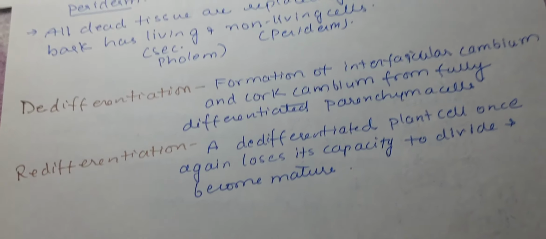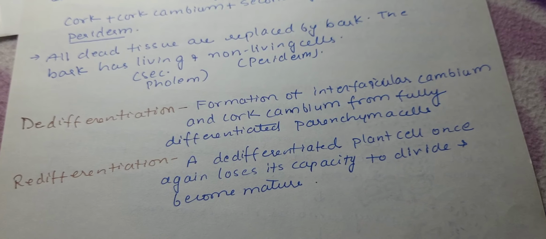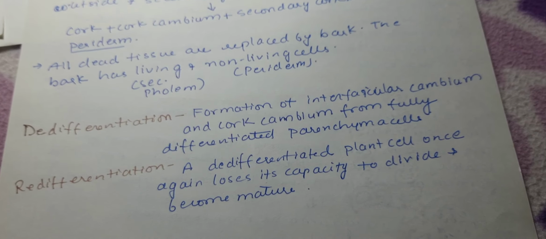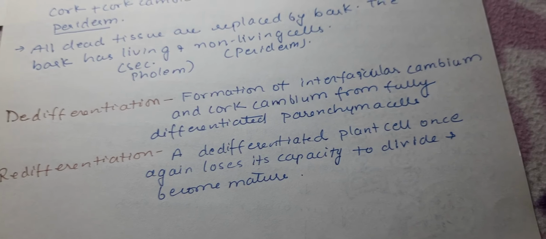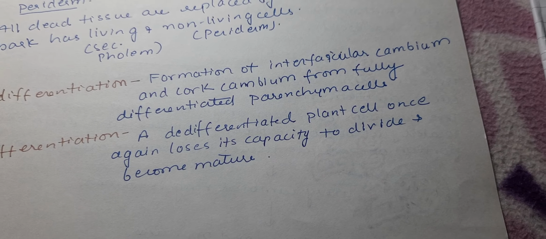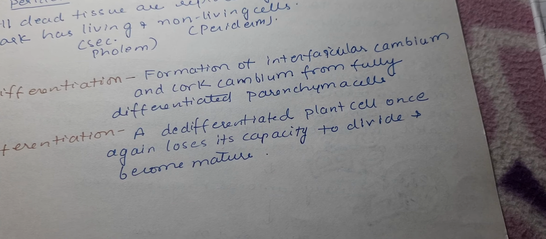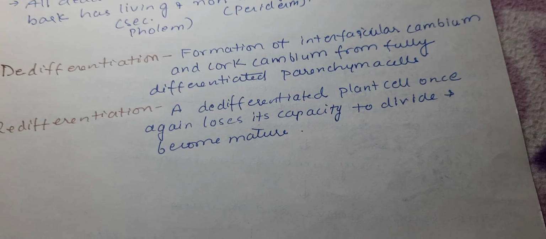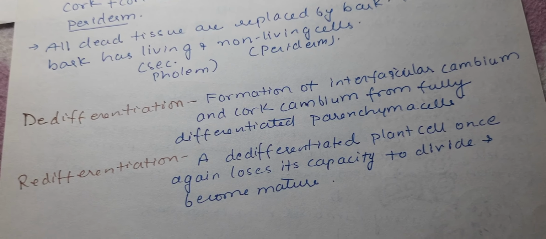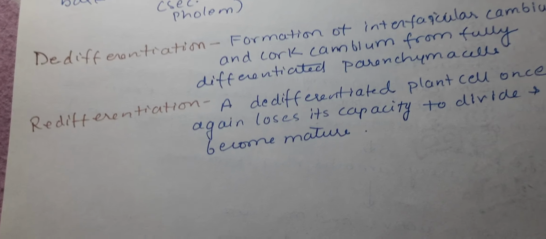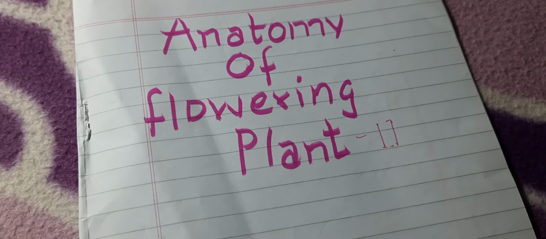Now, just to understand dedifferentiation and redifferentiation: dedifferentiation is the formation of interfascicular cambium and cork cambium from fully differentiated parenchyma cells. Redifferentiation is when dedifferentiated plant cells once again lose their capacity to divide and become mature. So in plant growth you will see differentiation, and again dedifferentiation and redifferentiation. This is all about the plant growth and anatomy of flowering plants. Thank you.